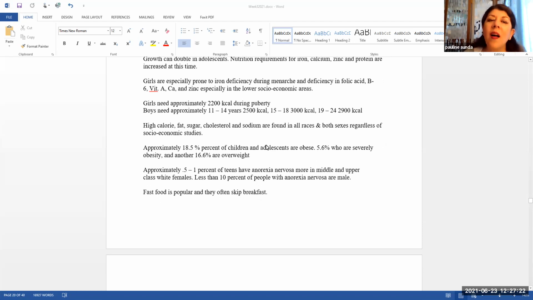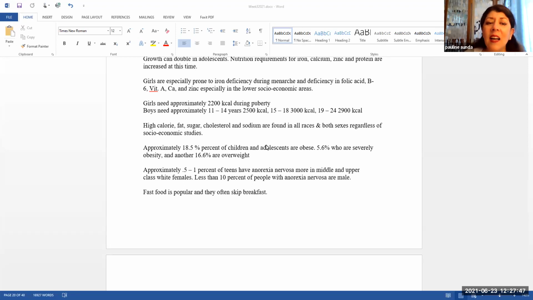Girls need roughly, and of course this is dependent on their activity, around 2200 calories during puberty. Boys, again, it depends on their activity. Early on, about 2500, in the middle, about 3000, and then late is about 2900.